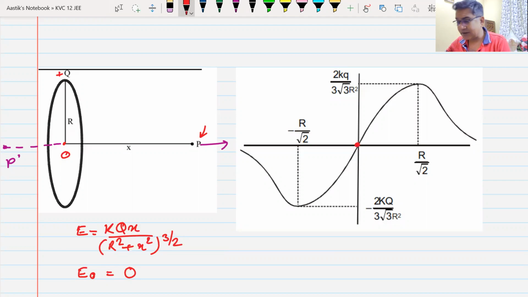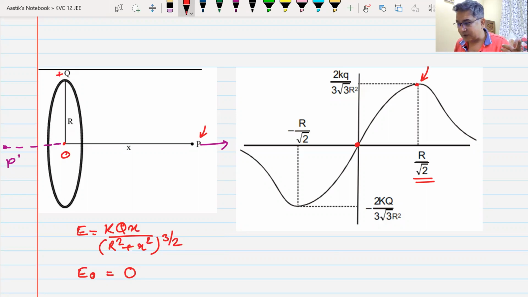At this point, the center of the circle, the electric field is 0. Then the electric field increases. It becomes maximum at this point, R by 2. R by 2 nahi, R by root 2.